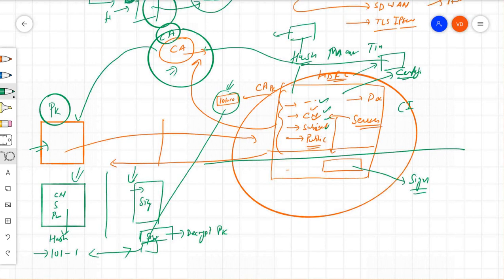Okay. Anything else, guys? Punish or Saurabh or Rohit? Okay, so it means that we are good.